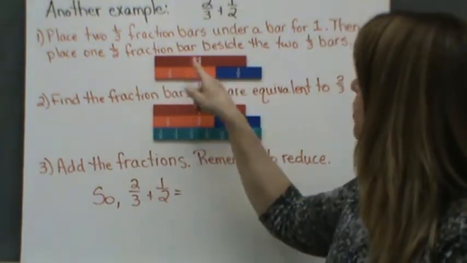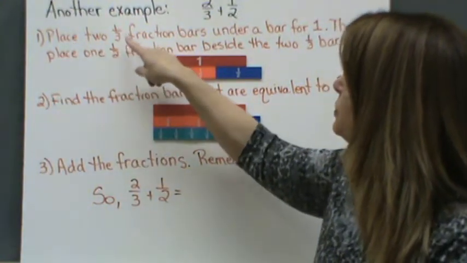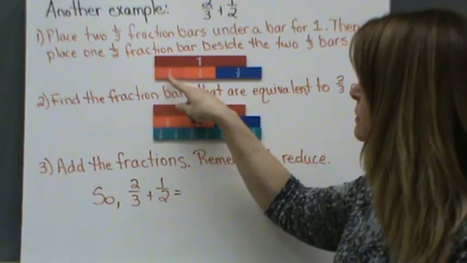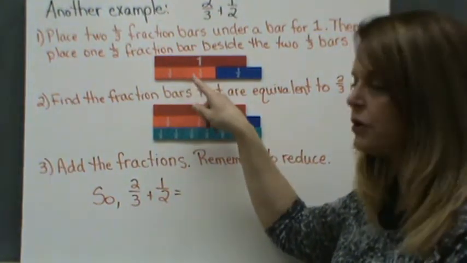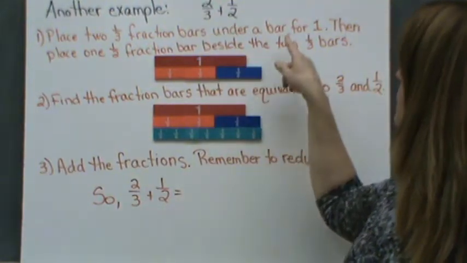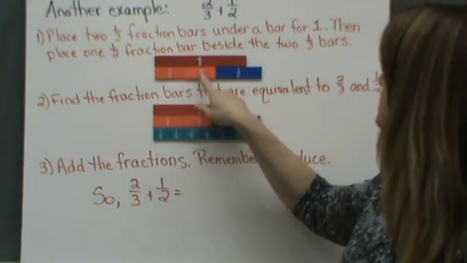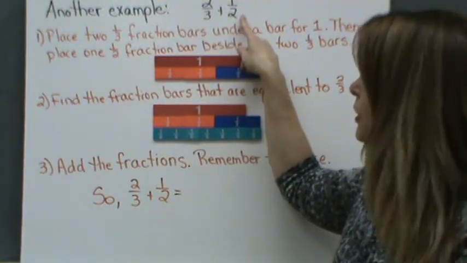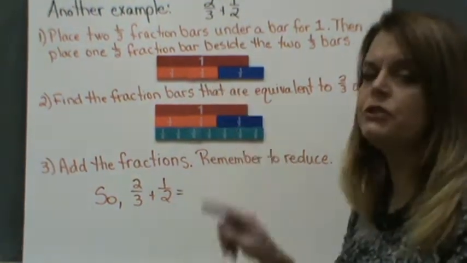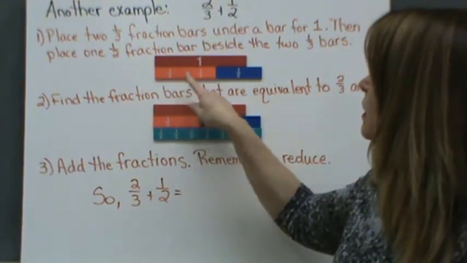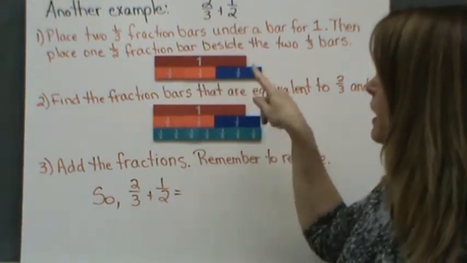Well, I'm going to get out my 1 bar, and I'm going to place 2 of the 1/3, because I'm looking for 2/3. There's 2/3. I'm going to place those 2 bars under the bar for 1, so I've put those there. Then I'm going to place 1 1/2 bar beside the 2 1/3. So 2/3 is here plus the 1/2.